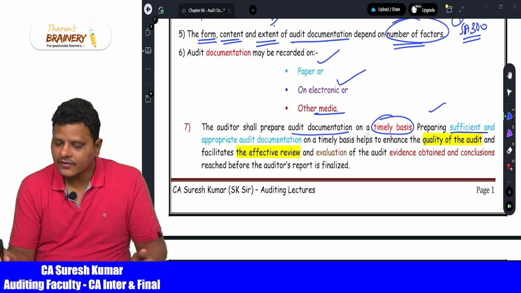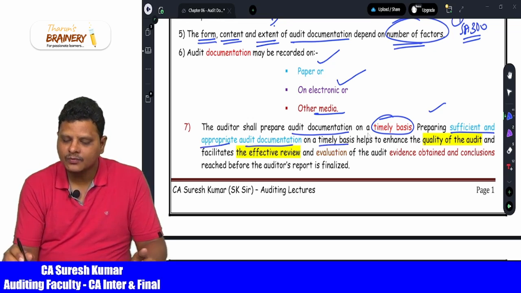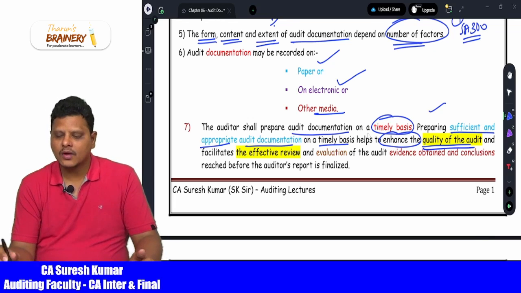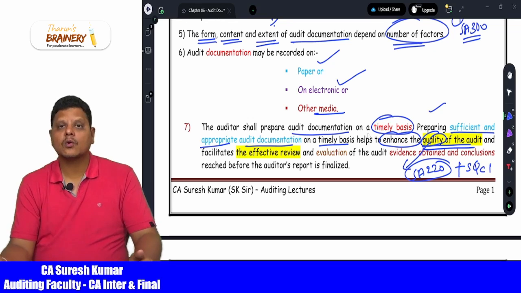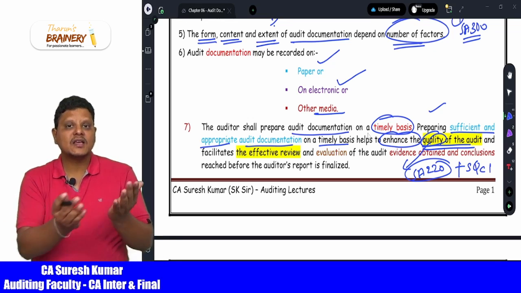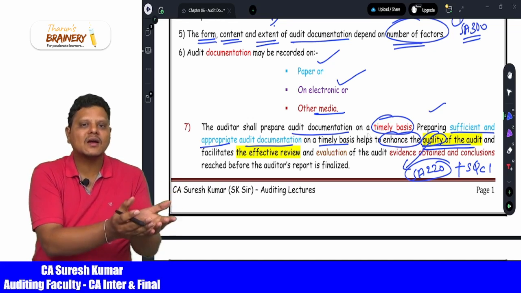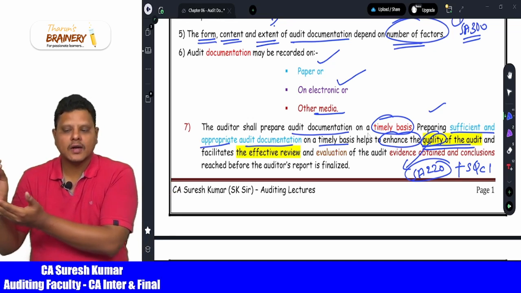Now preparing sufficient and appropriate audit documentation on a timely basis helps the auditor to enhance the quality of the audit. When we talk about quality, there is another standard, number 220, in line with SQC 1, which talks about quality controls of the auditor and quality controls of the audit firm. So when I see the documentation, it can be evidenced that the audit has been planned and has been qualitatively conducted.